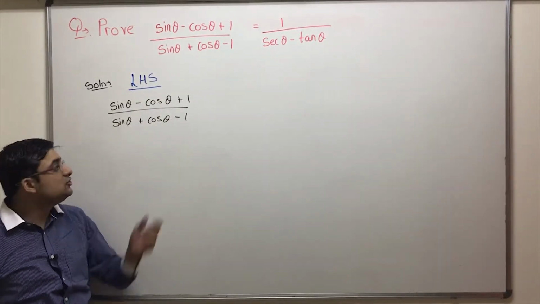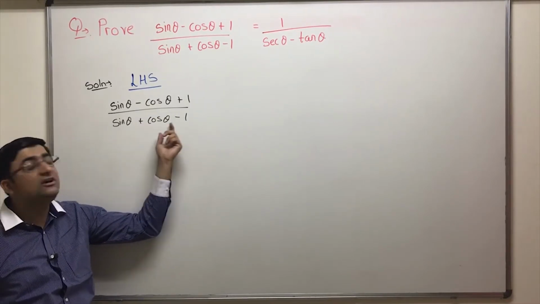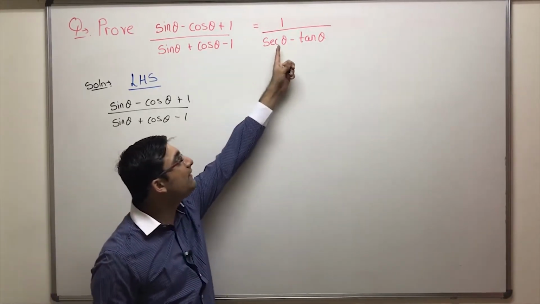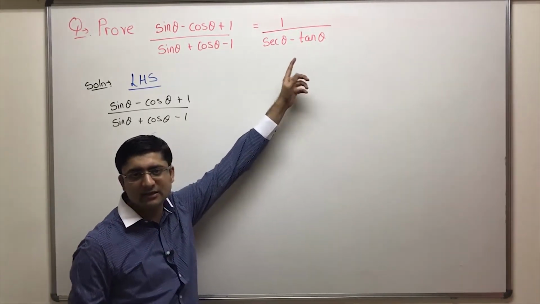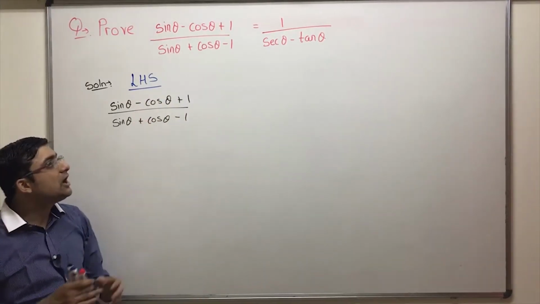Now the question is, usually we would multiply by the conjugate in the denominator, right? But here we have 3 terms in the denominator. So now what do we do? Focus on the RHS. On the RHS we have sec theta and tan theta. So let me first try to convert this to sec theta and tan theta. How can I do that?